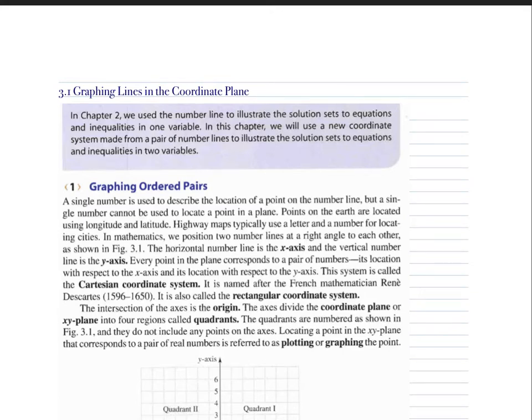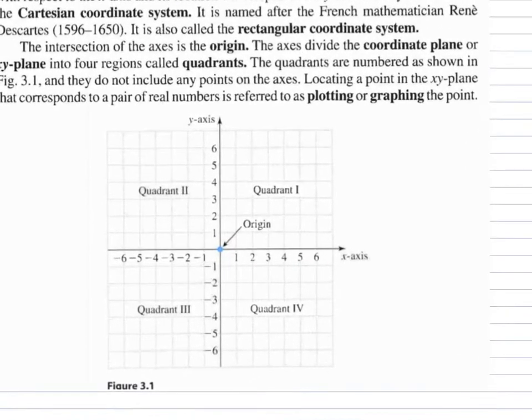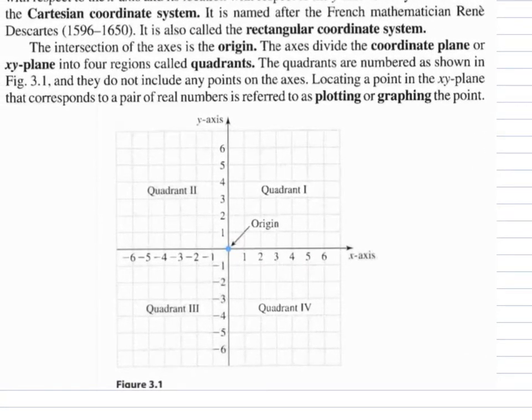3.1 goes over graphing lines using a coordinate plane. Something you want to remember about a coordinate plane: you have 4 quadrants. The top right quadrant is quadrant 1, top left is quadrant 2, bottom left is quadrant 3, bottom right is quadrant 4. The 2 lines that you see, those major lines on this coordinate plane, are called your x-axis and your y-axis. Your x-axis is that horizontal axis, the one that goes side to side, and that vertical axis, the one that goes up and down, is your y-axis.